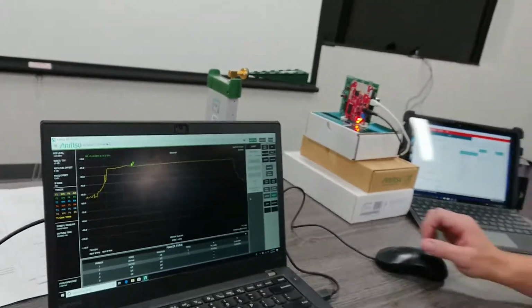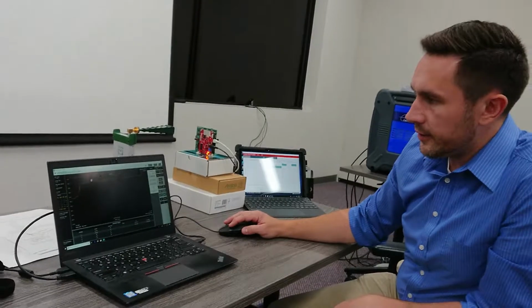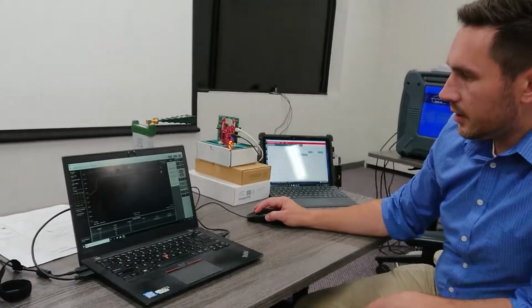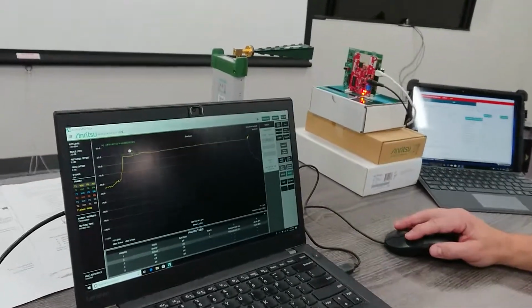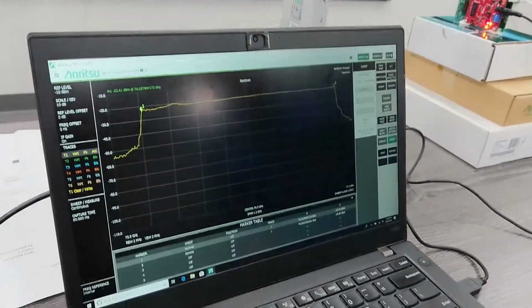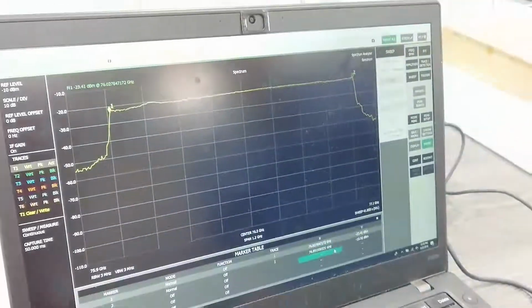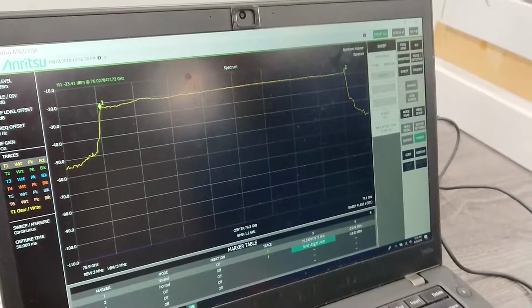So there you go. So that's a full suite of these signals. And if I take those markers and put them at the edge of each of these signals, you see that I cover that full 1 gigahertz band from 76 gigahertz to 77 gigahertz.